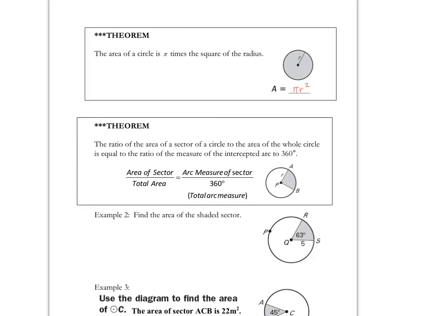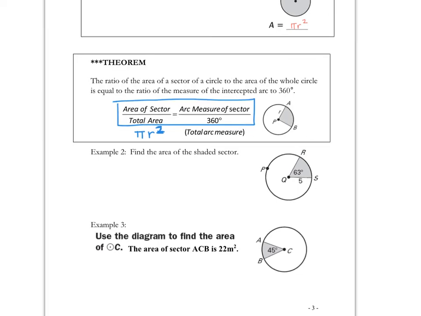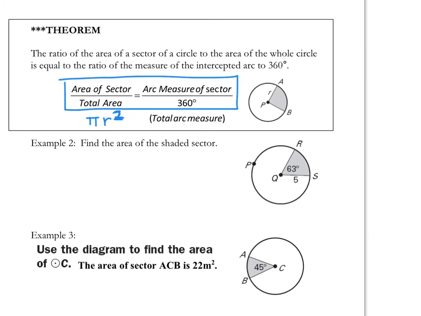Now we're going to talk about the area of a sector and the area of a circle. Remember, the area of a circle is pi r squared. So our problem for this is almost exactly the same. If we see this, you should see flashbacks of our last slide. So area of a sector over total area. Remember, area of a circle is pi r squared now. And then arc measure over 360 is the exact same. So here I want to find the area of your shaded sector.